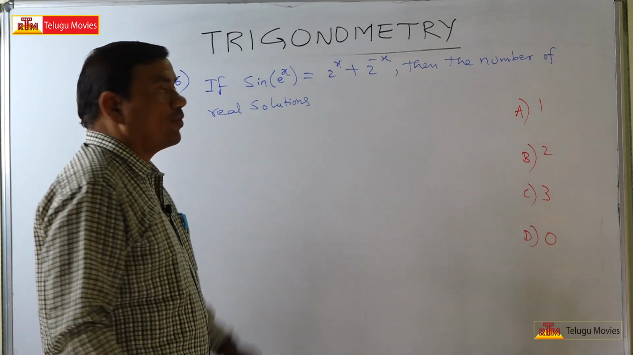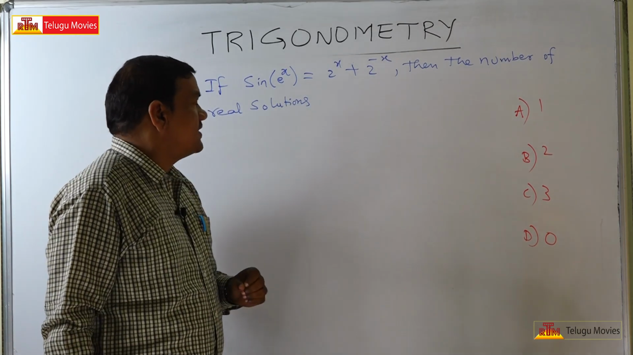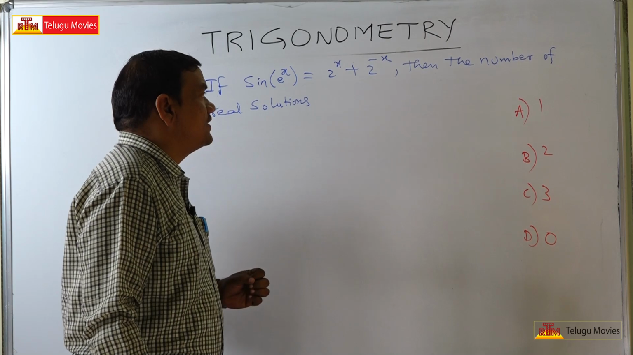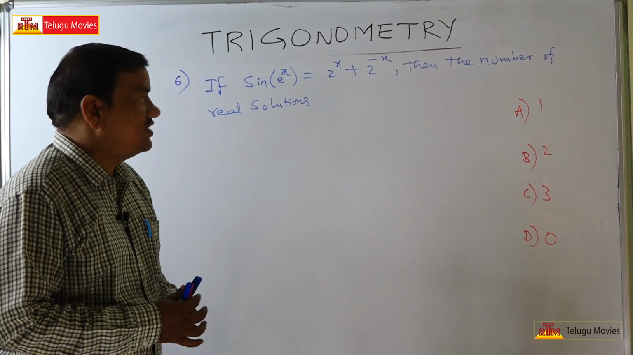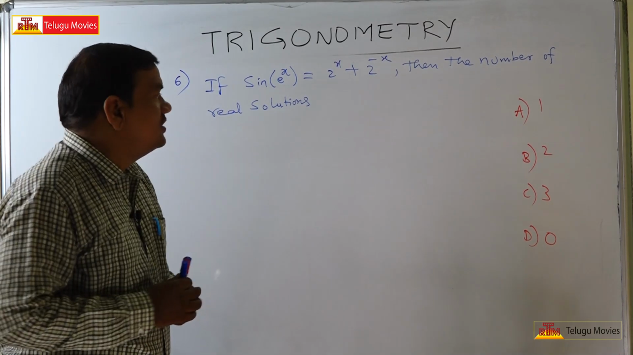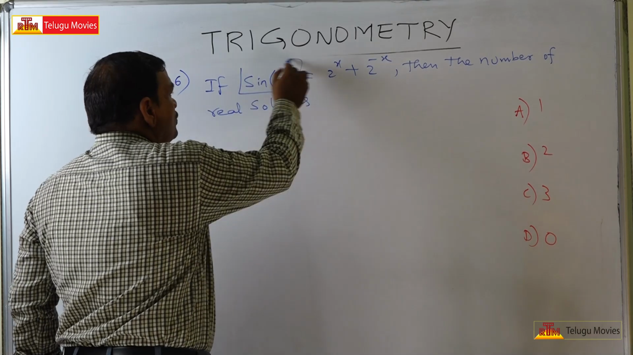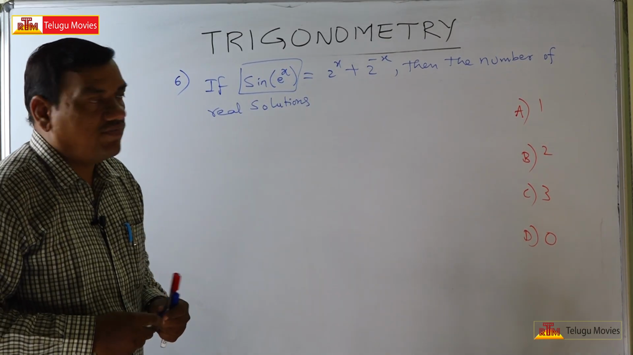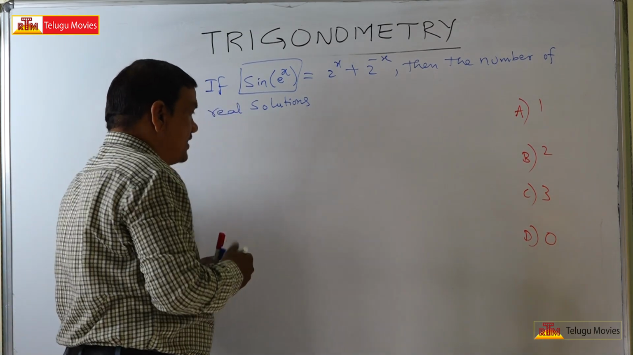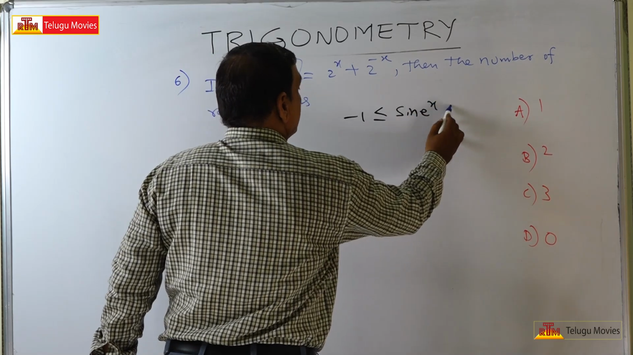Welcome to the sixth problem. If sine of e power x is equal to 2 power x plus 2 power minus x, then the number of real solutions is asked. Here is how to do this type of problem. We know the range of sine of e power x. What is the range of sine of e power x? It is minus 1 less than or equal to sine e power x less than or equal to 1.